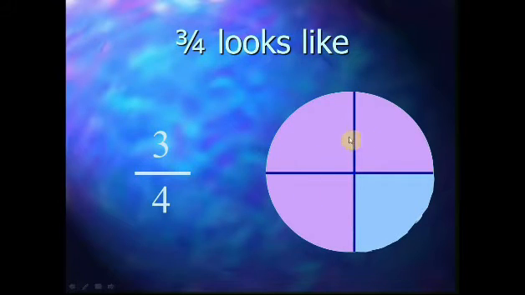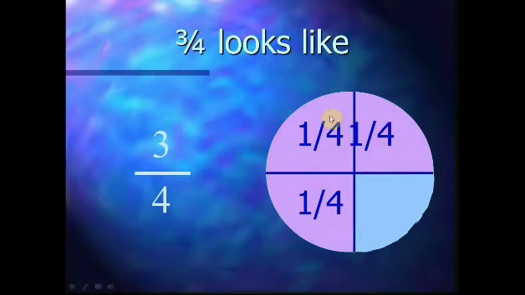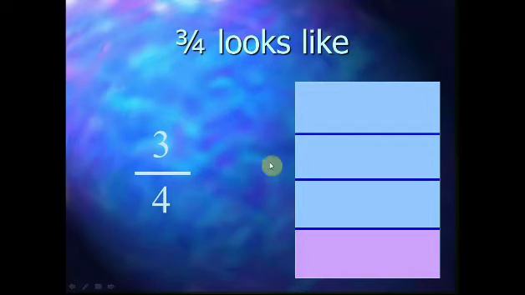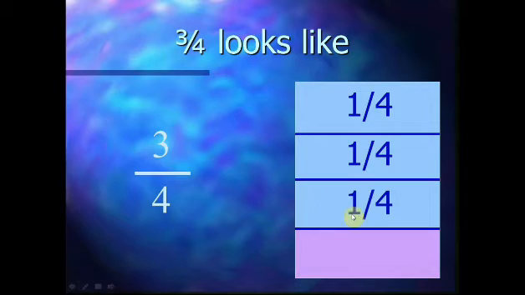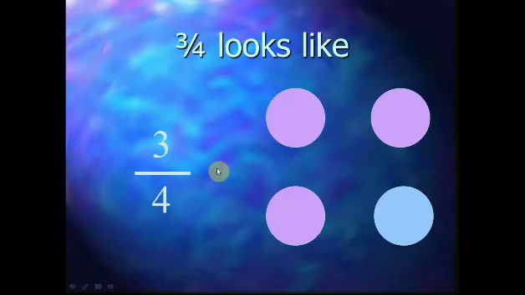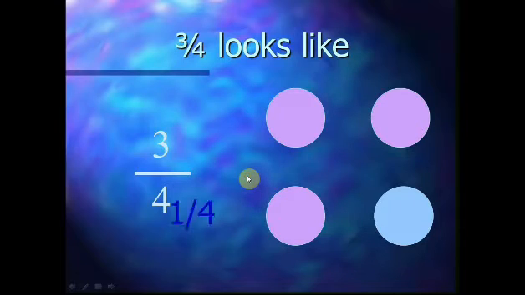This shape has three shaded parts and the total number of parts is 4. It will be 3 quarters. And this also is 3 over 4 or 3 quarters. This one, 1, 2, 3 shaded over 4. It will be 3 quarters.